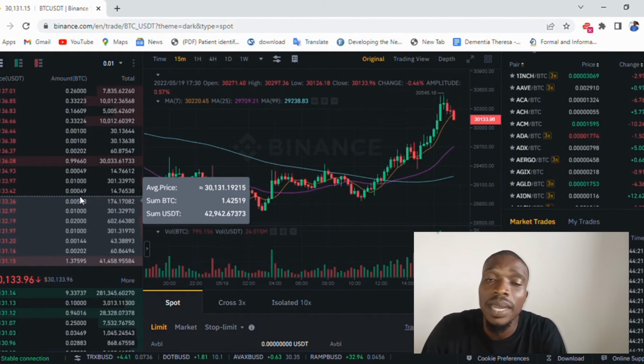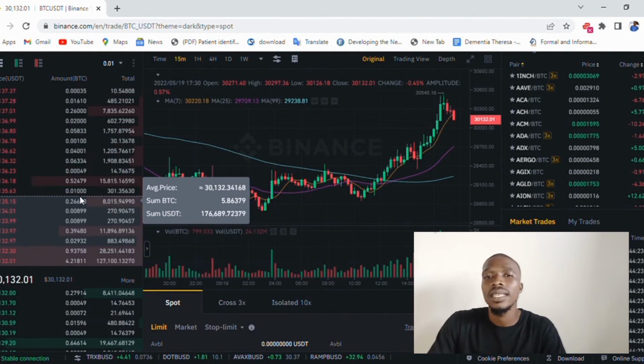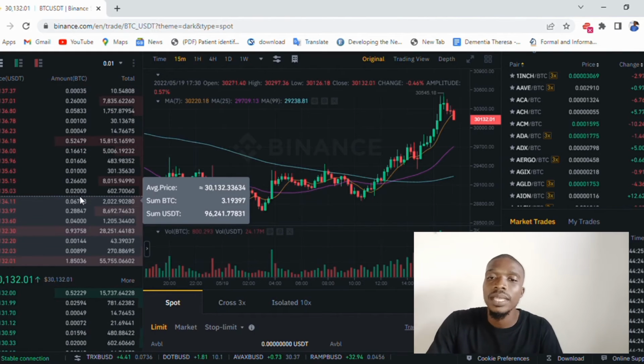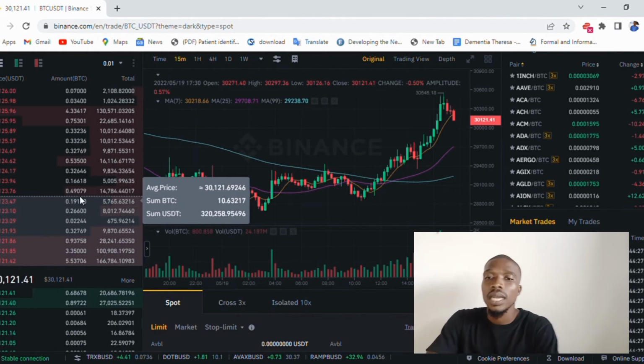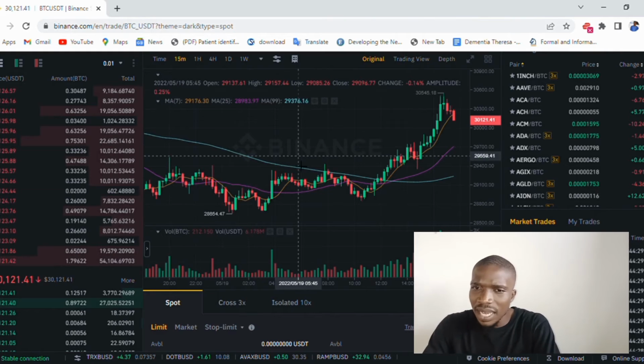So it works with the law of demand and supply. The higher the supply, the lower the price, and the higher the demand, the higher the price. So that's basically how it works.